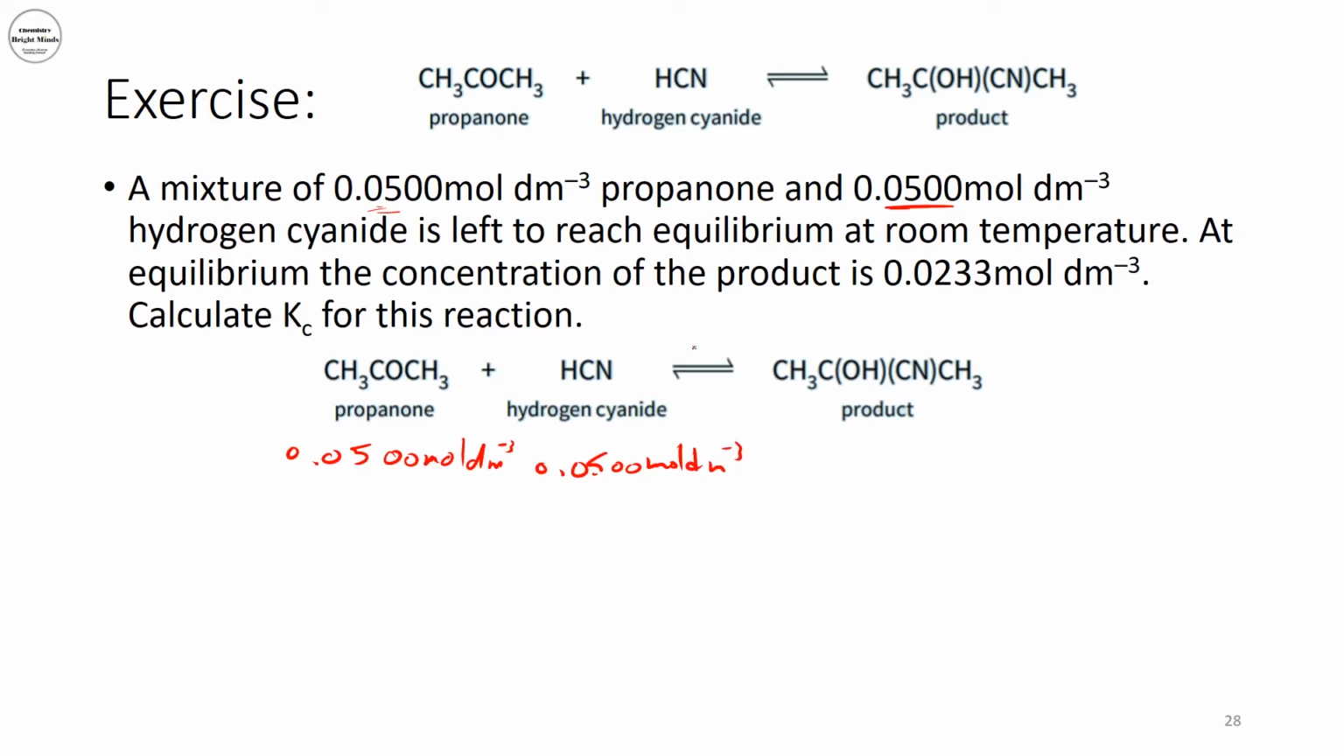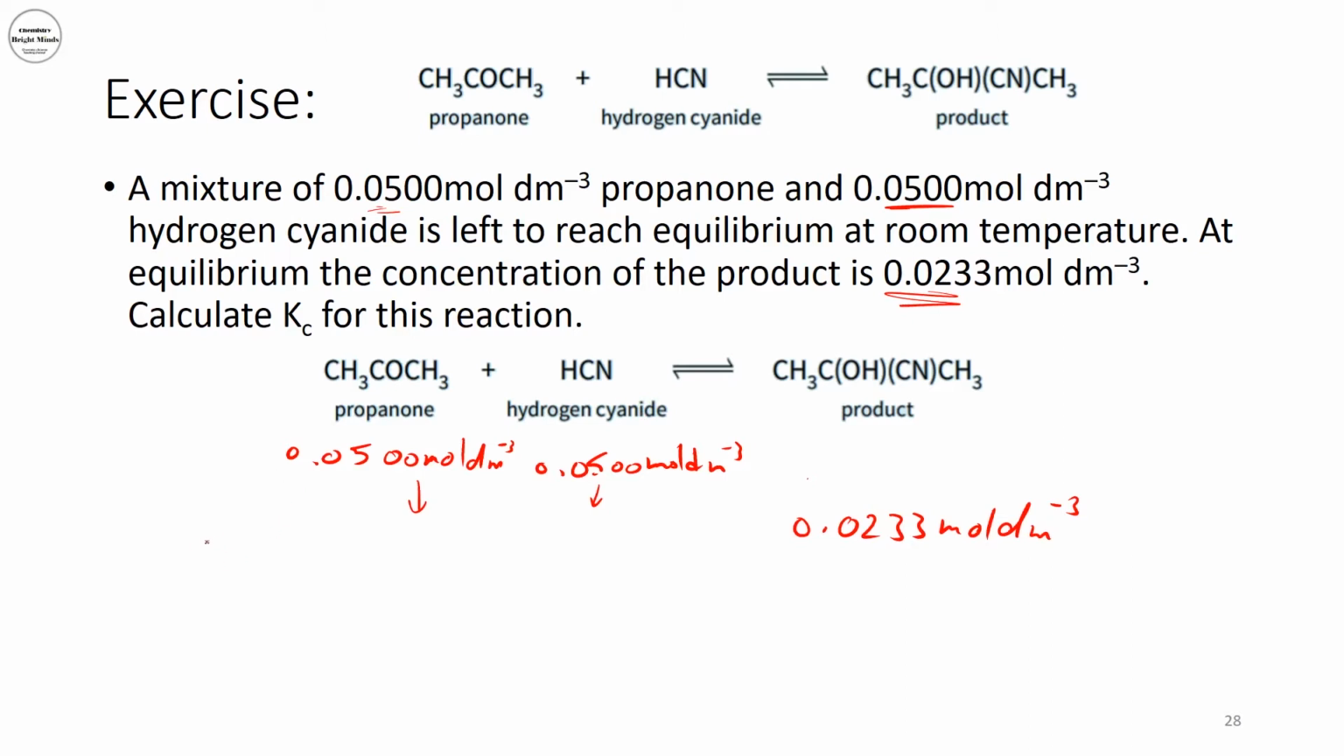Now if I leave my reaction to reach equilibrium at room temperature, at equilibrium the concentration of my product is equal to 0.0233 moles per cubic decimeter. So now I need to know the final concentration of my propanone and the final concentration of the hydrogen cyanide.